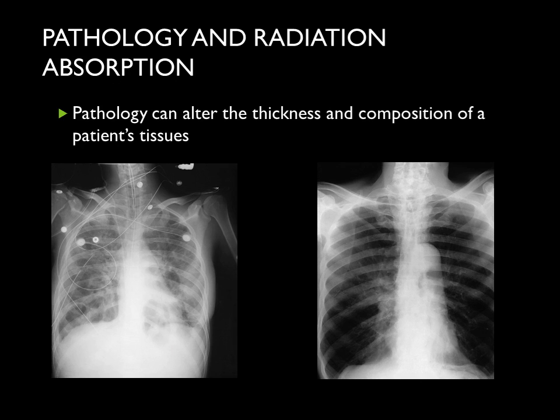So this is showing you an example of a couple of pathologies and how that might affect the thickness and composition of the patient's tissues. So the first one is pneumonia, and the second one over here to the right would be emphysema. And these are in your book as well on 17-1. So obviously with pneumonia, it's an increase in the actual density, and then emphysema, it's actually taking something away.